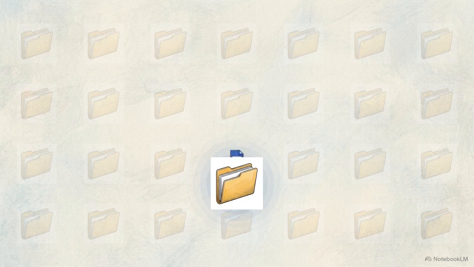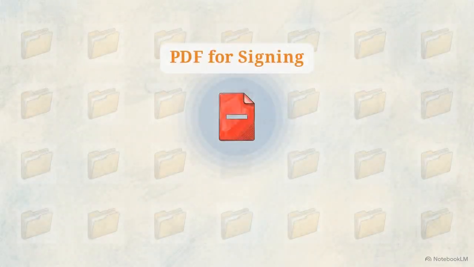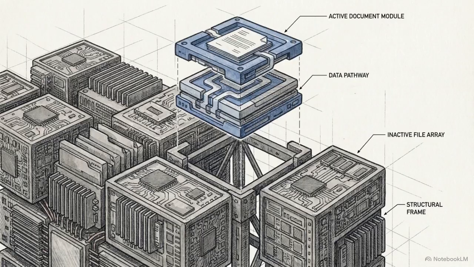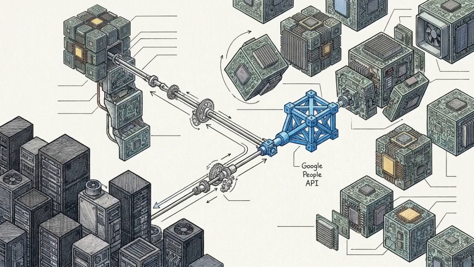If the user selects a workspace file, like a doc, sheet, or slide, the application uses this isolated access to automatically convert the document to a PDF for signing. The system enforces operational security by requiring manual, file-by-file authorization for every single action. To specify who needs to sign the document, the user types into the Add Signer field, which triggers a localized request to the Google People API.